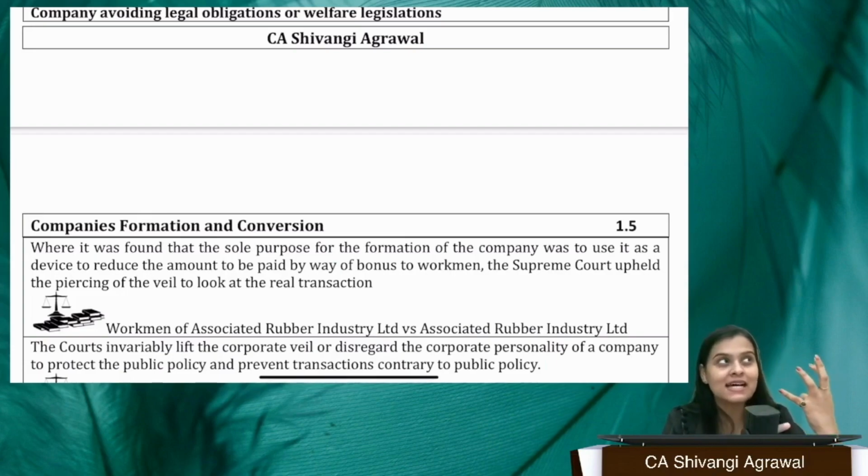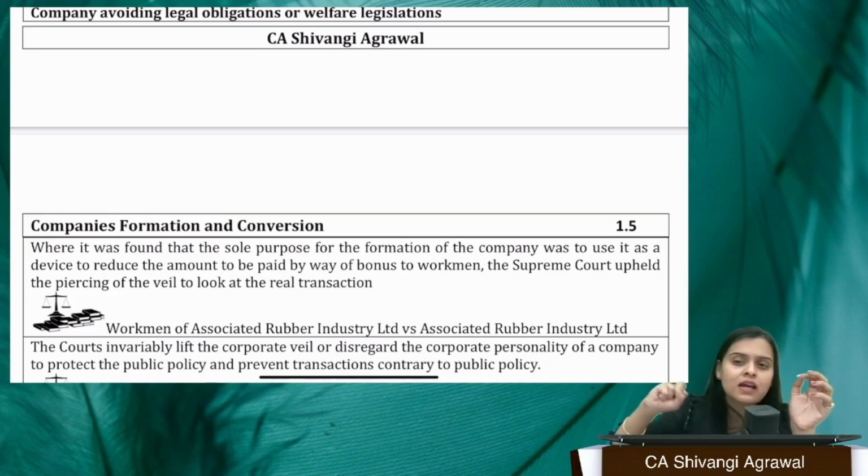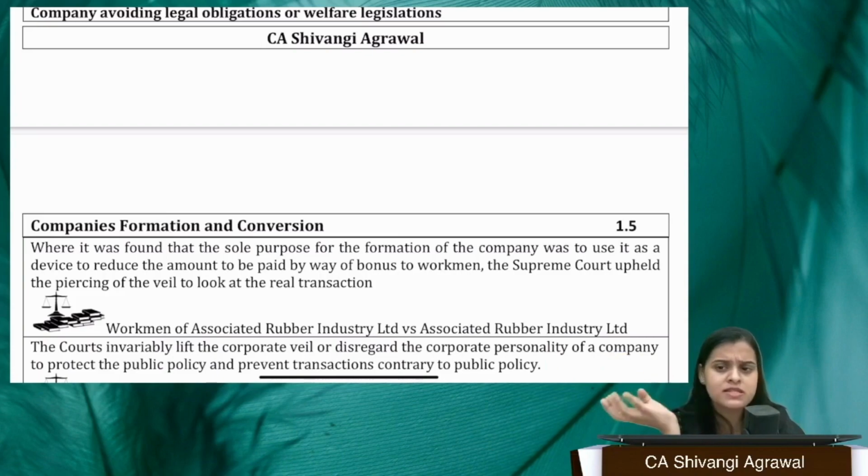Supposedly, a company has a profit of 10,000 crores. Now, the company thinks, oh my God, if I have so much profit, I will have to pay so much money to my workers. So what do I do? I will divest, or I will reroute some of my income to another company. I'll form another company and reroute the income to it. I'll transfer some investments to another company. Now I'll have to pay lesser bonus. So you have formed this another company just to avoid a welfare legislation.